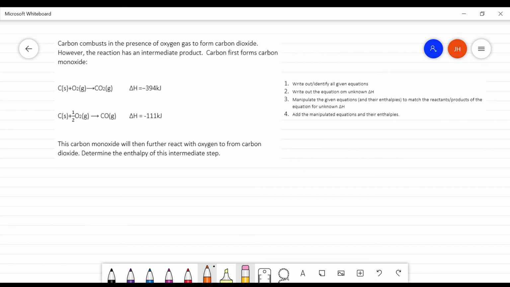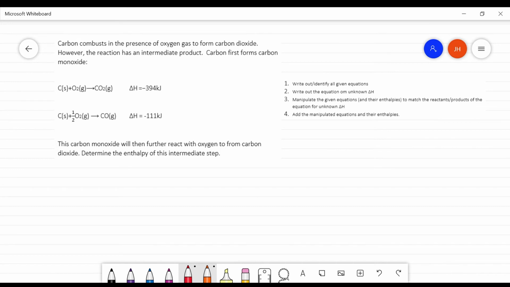So in this question, we're being told that carbon combusts in the presence of oxygen gas to form carbon dioxide. However, the reaction has an intermediate product. Carbon first forms carbon monoxide, and we've been given two equations that show this: carbon and oxygen reacting to form carbon dioxide, and we've been given its enthalpy. But we also have carbon reacting with oxygen to form the intermediate carbon monoxide, and we've been given its enthalpy as well. Now, this carbon monoxide will further react with oxygen to form carbon dioxide, and we're being asked to determine the enthalpy for this intermediate step.